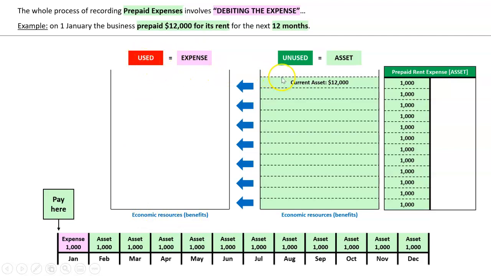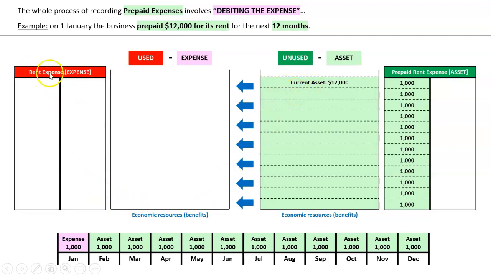So we need to transfer, in this case, $1,000 for the rent for January from the asset tub over to the expense tub. And to do that, we're going to make another ledger, and it's going to be called rent expense, and it is an expense, obviously. So now we can see we've got two ledgers here. I've got prepaid rent expense, which is an asset, and now I've got the actual rent expense, which is an expense. And basically these two ledgers represent the tubs. So this one here, rent expense, represents this used tub of economic benefits, and this prepaid expense account represents the unused economic benefits.